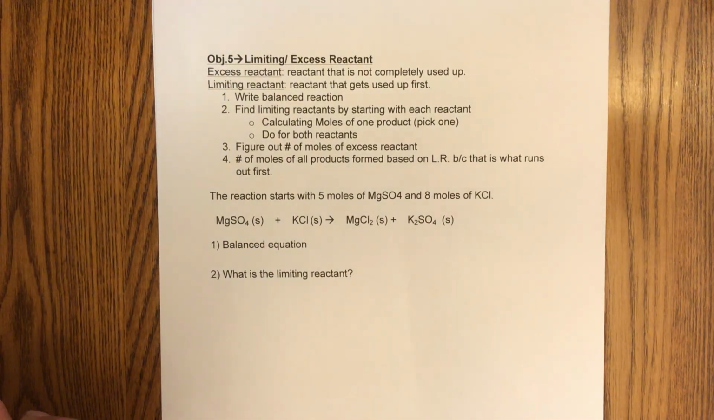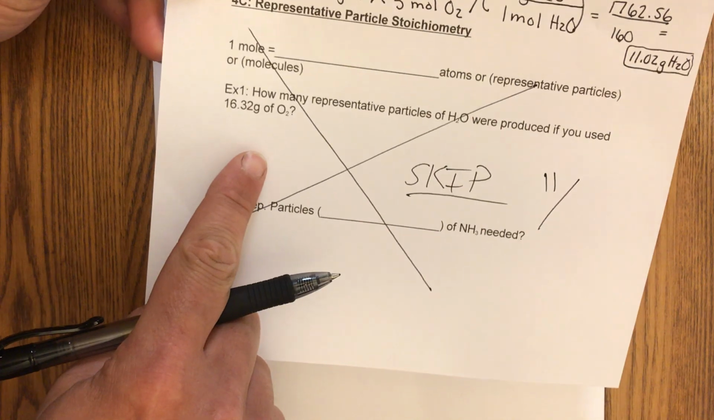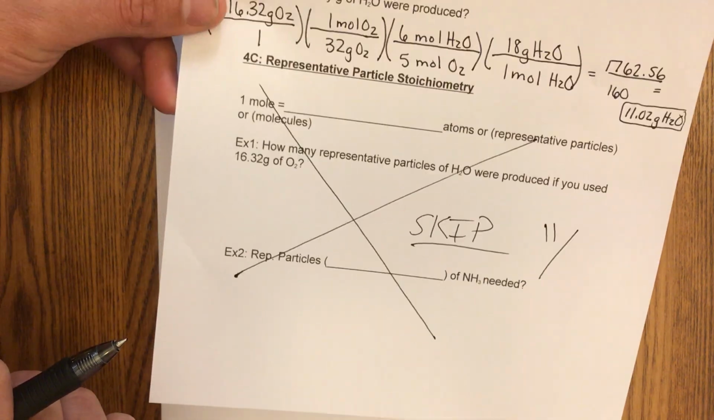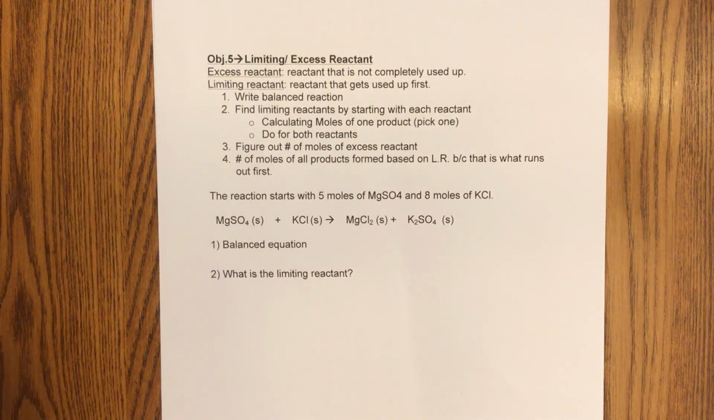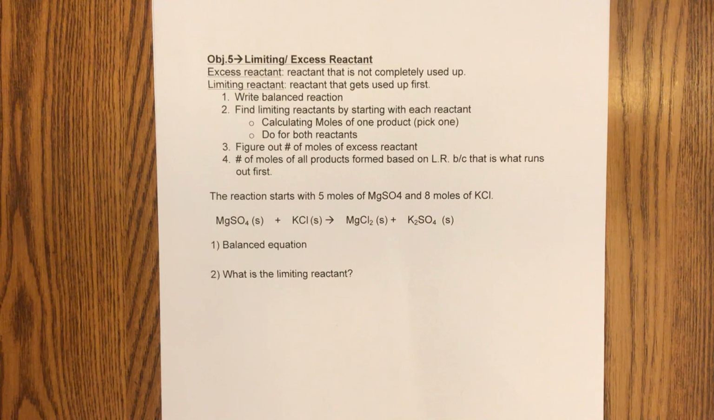This week, if we had more time, I was going to go over the 4C representative particles and Avogadro's number. But due to time constraints, we are just going to focus on limiting and excess reactants this week. What limiting and excess reactants are trying to determine is which one is the limiting and which one is the excess reactant in a given problem.